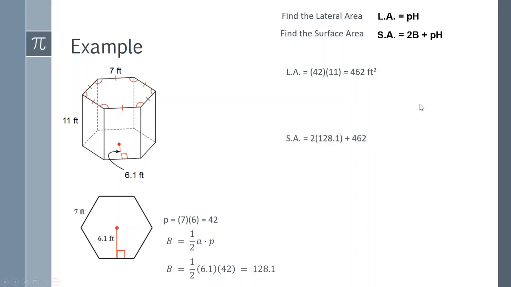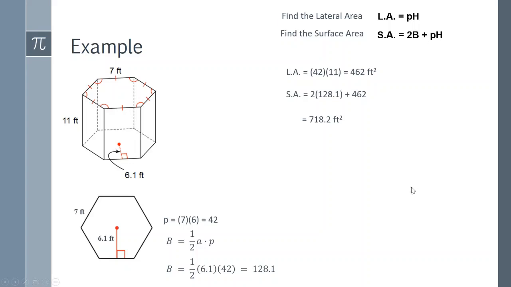And to find the surface area, it's 2 times the area of the base, which we just calculated right here, 128.1, plus 462, which is our lateral area that we found right there. Get that calculator again. 2 times 128.1 plus 462 gives us 718.2 feet squared. So this is how you find the surface area of a prism. It doesn't matter what the base is, just draw that base out to the side, put your numbers on there, find the perimeter and the area, and then go use those two formulas, P times h for lateral area, 2B plus Ph for the surface area.